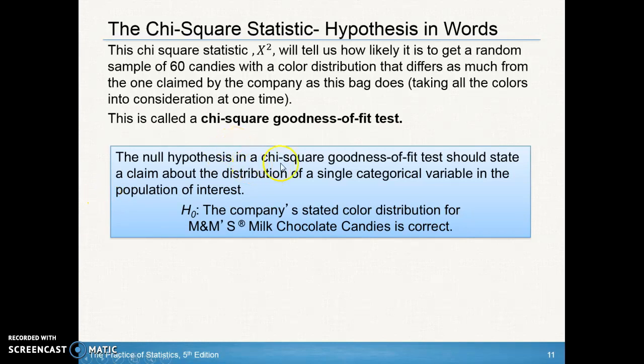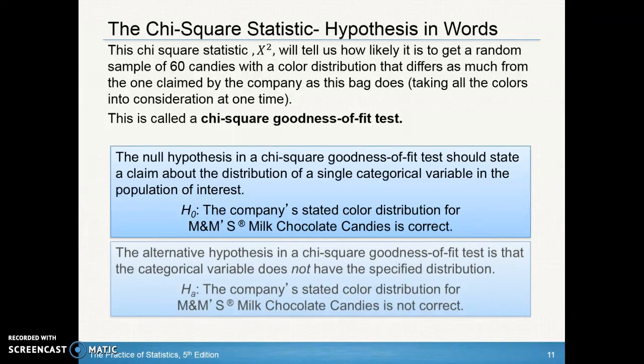The null hypothesis in a chi-square goodness of fit test is always claiming that the distributions are equal. So this null specifically would look like the company's stated color distribution for M&Ms is correct, or the distribution of the colored M&Ms that is predicted is the same as what we get. So we're basically just saying that the two distributions are the same, or that what the company is claiming is correct. That's the same thing as saying that they are the same.